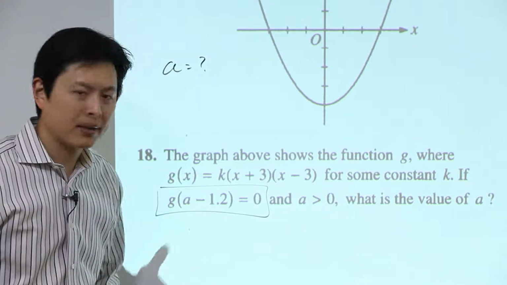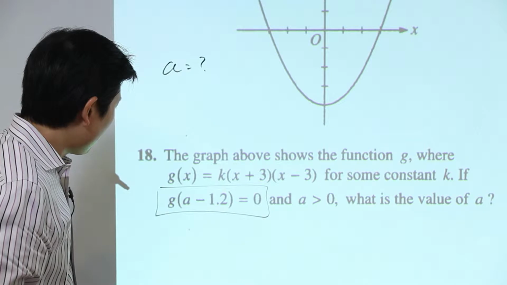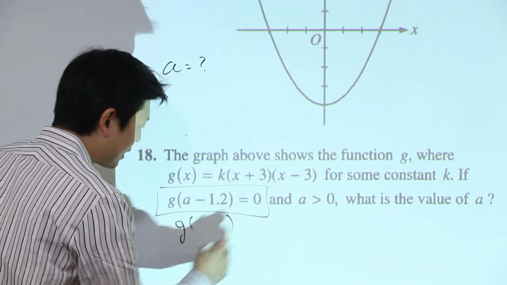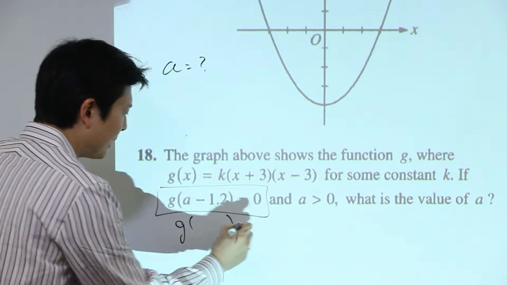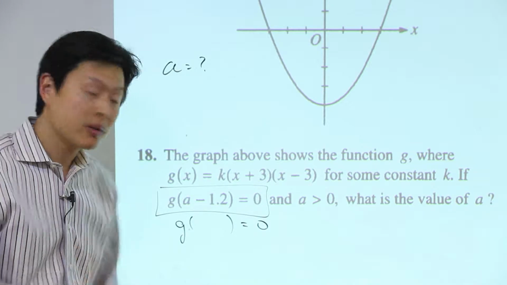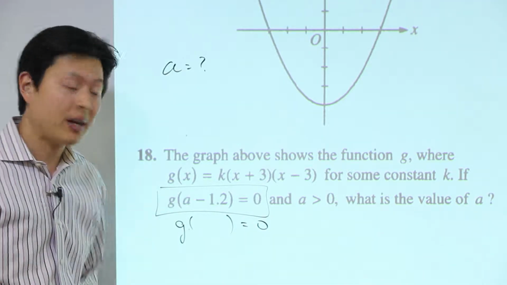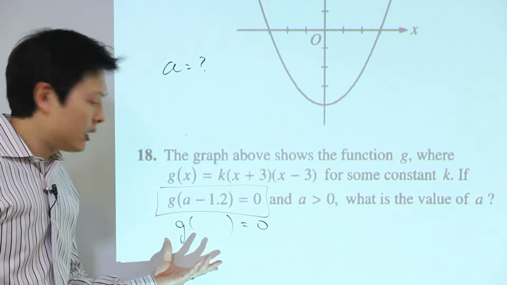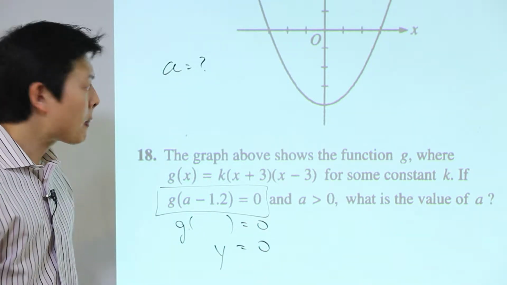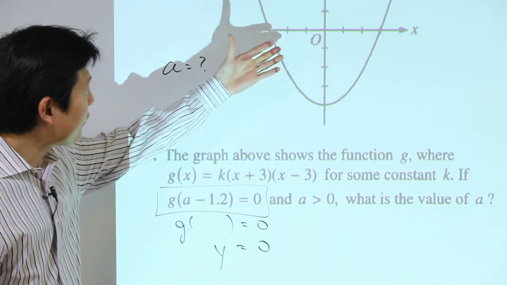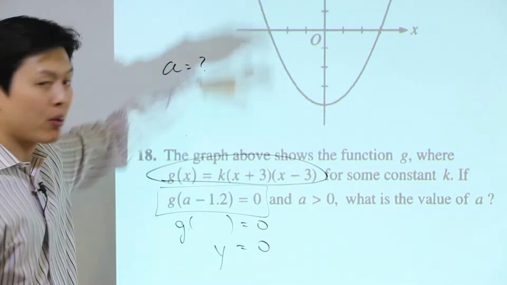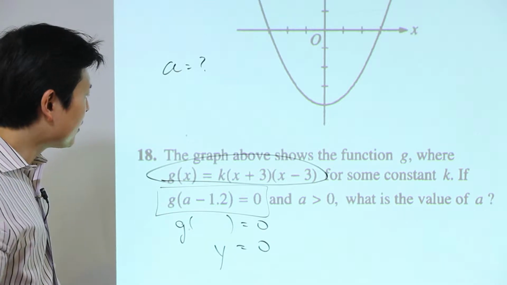So let's think about this. When can a function, g of some number, equal 0? Well, what did I say f of x meant in the previous problem? F of x, g of x, t of x, they all mean y, right? So this really says y is equal to 0, okay? And so according to the graph and the given function right here, this function represents this graph, so you can use either one to figure this out.